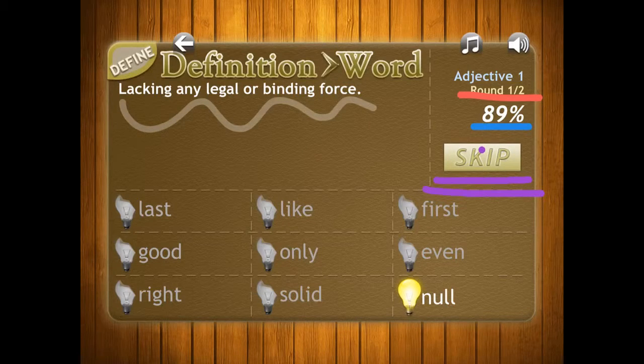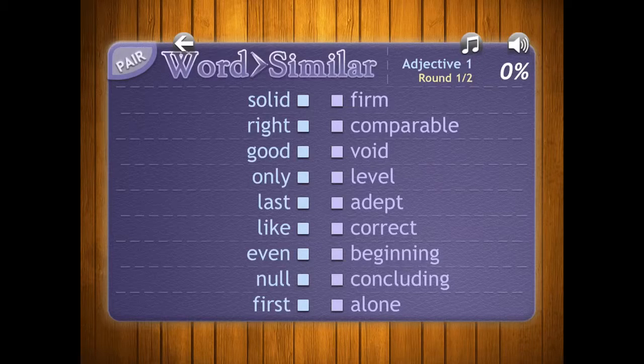Lacking any legal or binding force, which obviously, if there's only one left, it's going to be null. And then this one will get crossed out and you'll move on to the next section. The next section is considered round two.